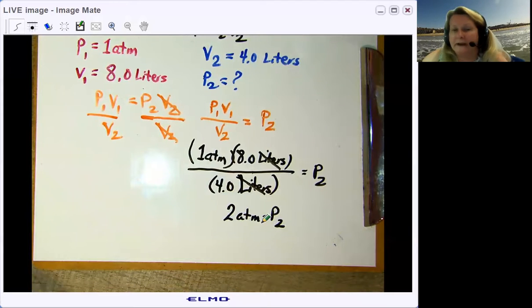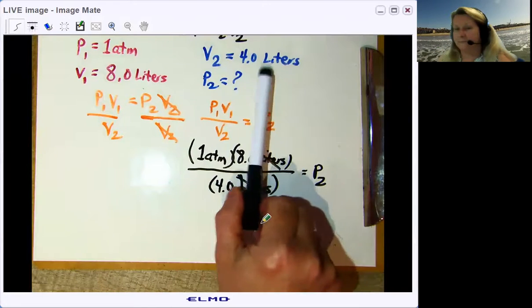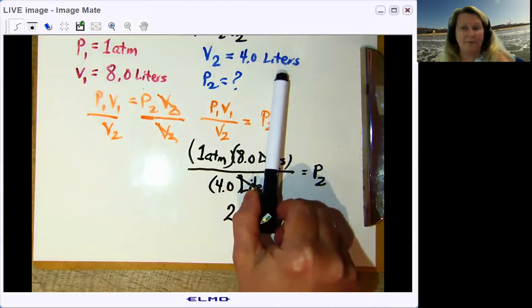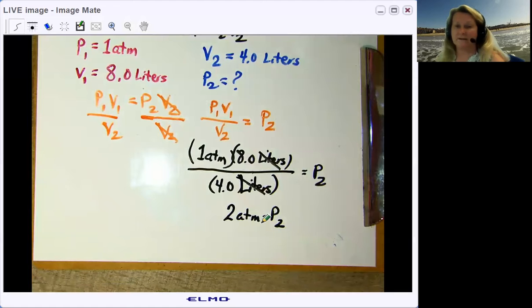Now, think about that for a second. And if you think about it, it kind of makes sense. Because what did you do to the volume? You cut the volume in half. And Boyle's law says that if you cut the volume in half, the pressure has to go up. And what did we do to the pressure? Well, we doubled the pressure.